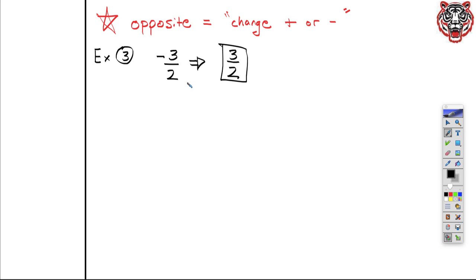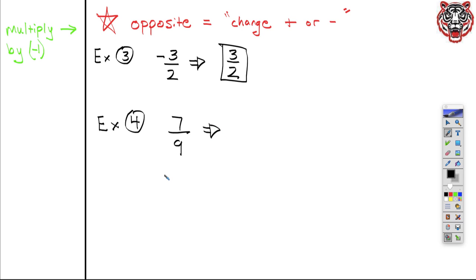You're multiplying by -1. So another way of saying this one, if this doesn't make sense, I can say things 5 different ways. Another way to say this one is multiply by -1. So multiply -3/2 by -1, and I get 3/2. Let's try another example to see what's happening. Example number 4. Let's look at 7/9. What is the opposite of 7/9?